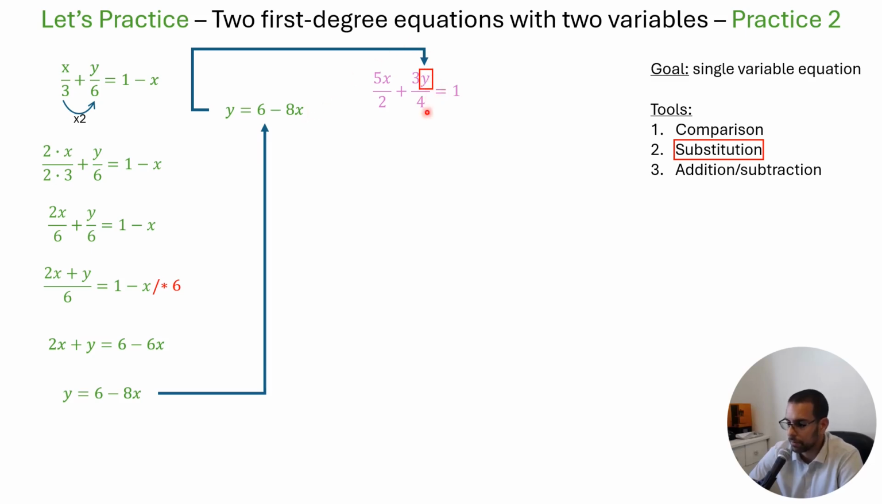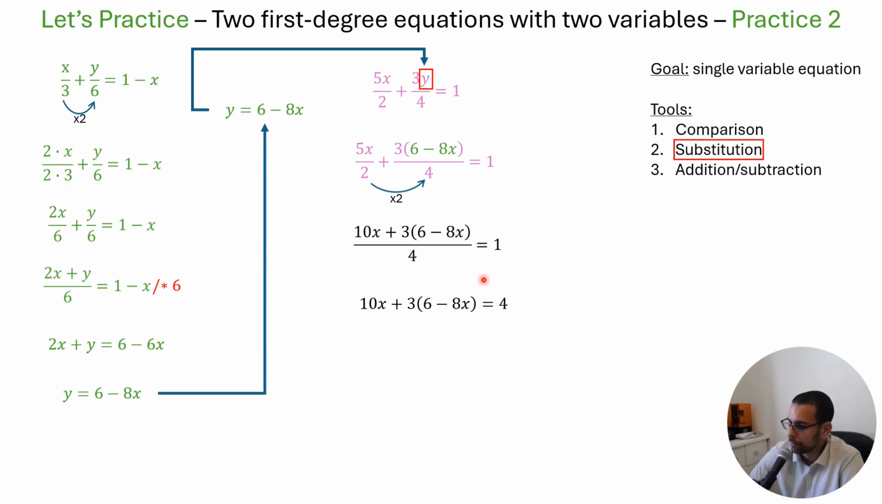Why can I do that? Because remember, in the intersection point, the lines have the same point, the same x and same y. So after I do that, I get what I have right here. Now, let's solve this equation. Let's do a common denominator, and I get this multiplied by 4, and I have this flat equation. Open the parentheses and do some rearrangement, and I get that x is equal to 1.